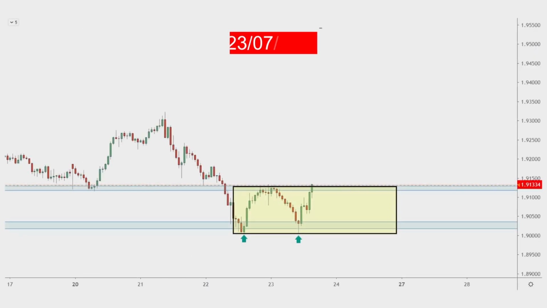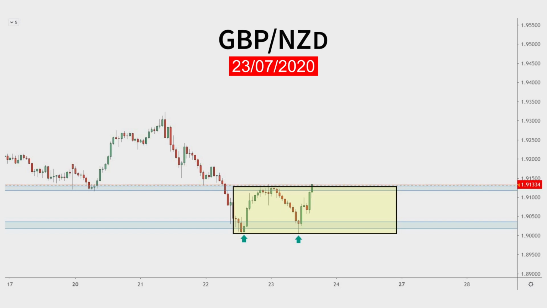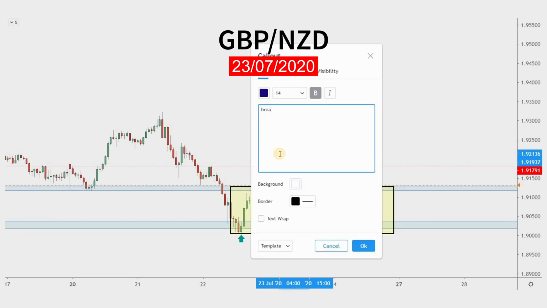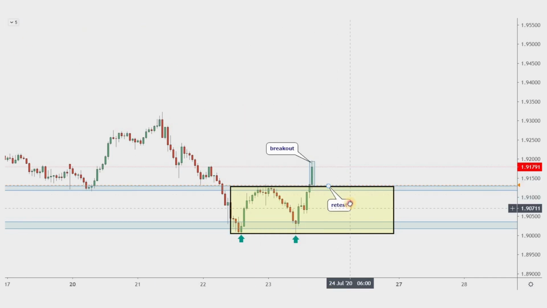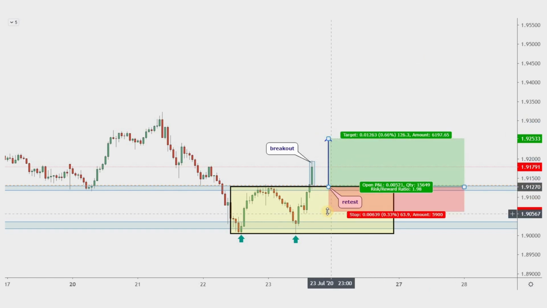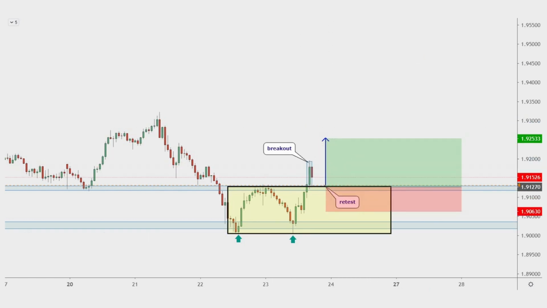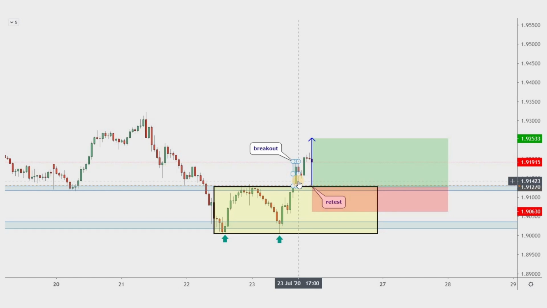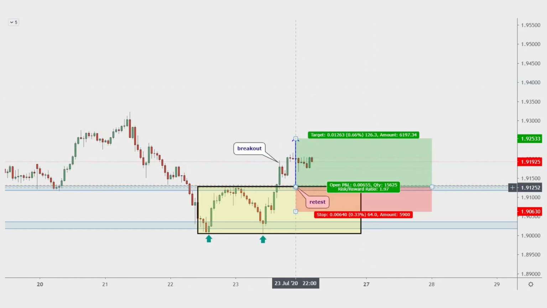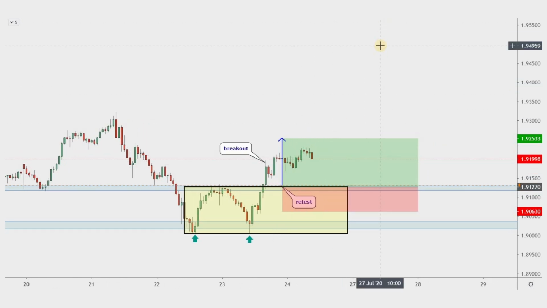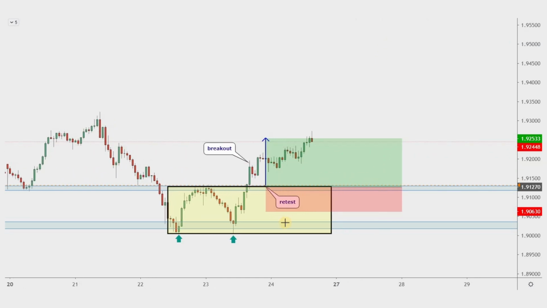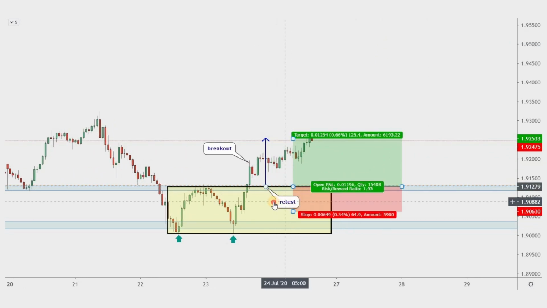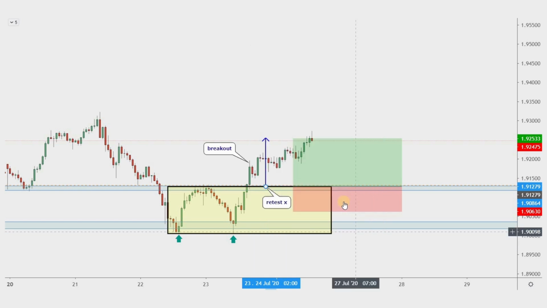Next premium setup was British pound New Zealand dollar. We are using the same strategy, drawing a rectangle; in this case we can call it a double bottom too. Price breakout, and we are waiting for a retest to enter a buy trade. In this setup price made a small pullback and then bounced in the upside direction sharply. We missed the entry in this setup. Waiting for a retest is the best decision when trading this pattern in the long term.